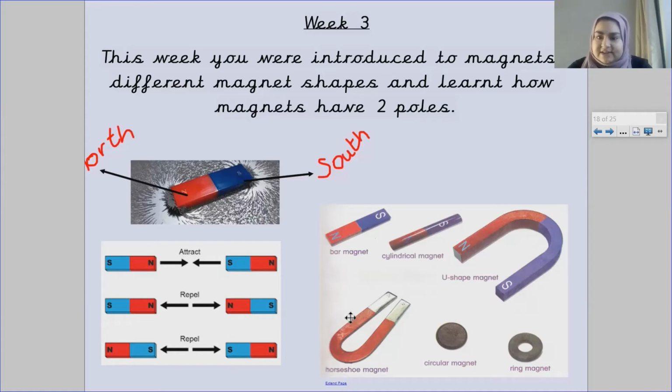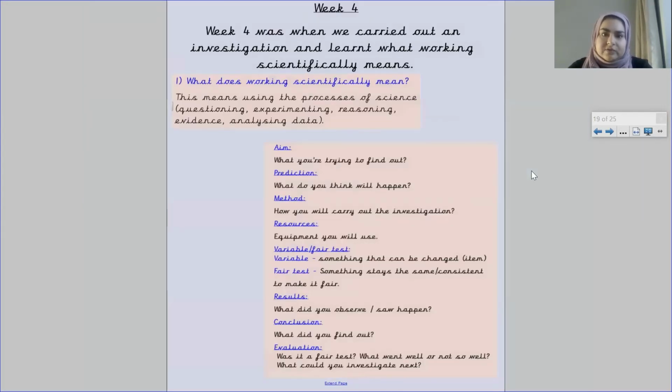Then we looked at the different shapes of magnets. You have a bar magnet, and that's what we usually use in school. You have a cylindrical magnet, a U-shaped magnet, a horseshoe-shaped magnet, a circular magnet, and a ring magnet.